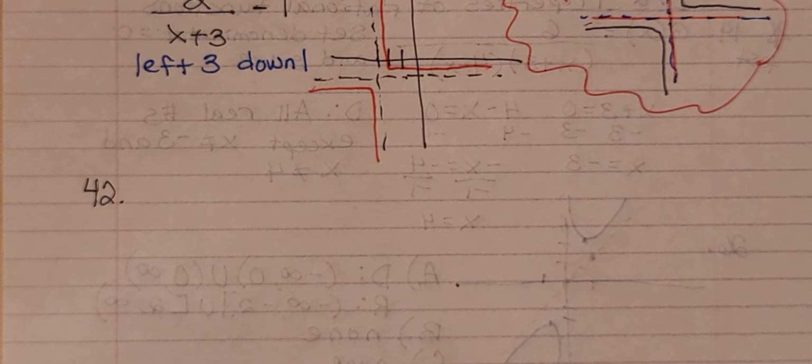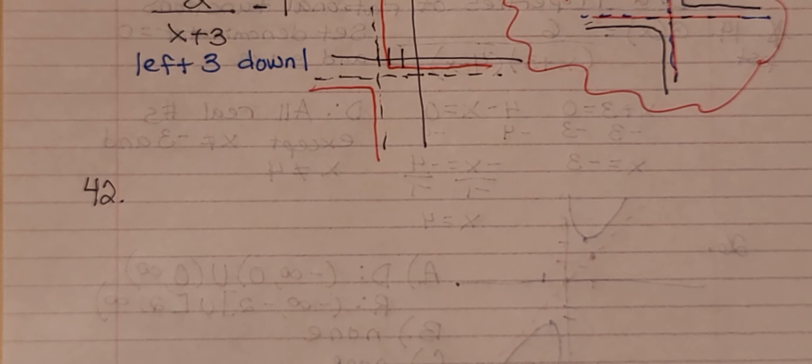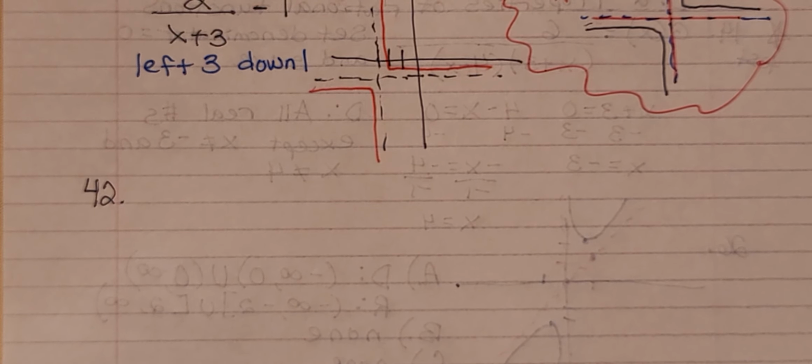Okay, the next one is number 42. And in order to do this one, you're going to need to know a lot of information. So number 42 says find the vertical, horizontal, and oblique asymptotes, if any, of each rational function.